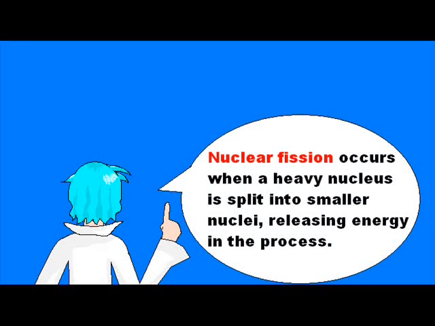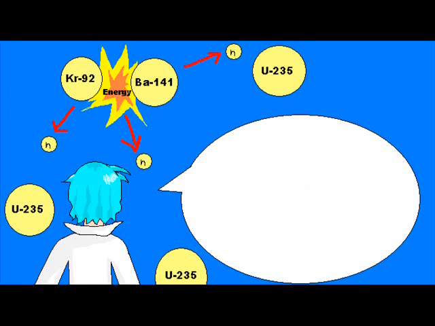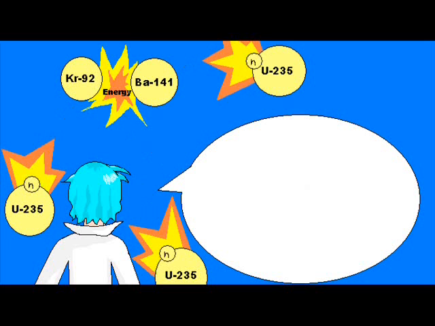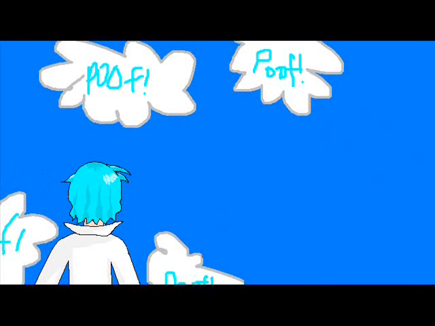Nuclear fission occurs when a heavy nucleus is split into smaller nuclei, releasing energy in the process. This happens when the nucleus of a material like uranium-235 absorbs an extra neutron. As you can see, the splitting causes a chain reaction, which is taking advantage of nuclear power.